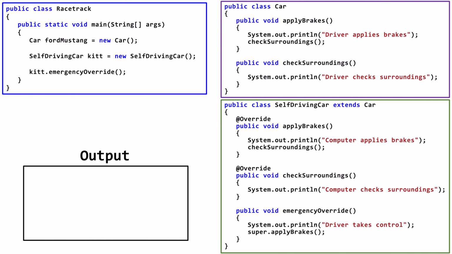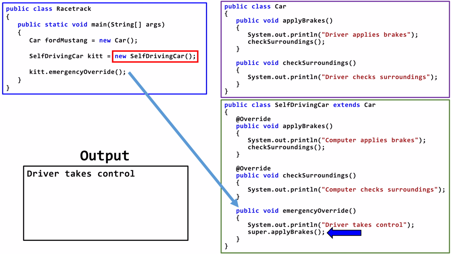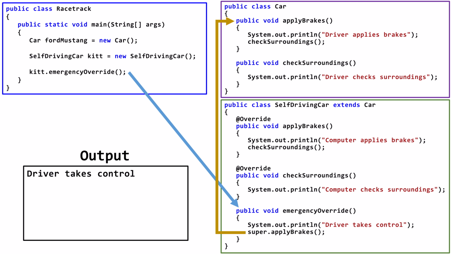Let's look at a third example. Again, we have the variables fordMustang and kit. Here we call emergencyOverride from kit. The emergencyOverride call is unique to the SelfDrivingCar class. First, Java outputs "driver takes control." Next, there is a call to super.applyBrakes. Kit is pointing at a SelfDrivingCar object, but super means we want to call the applyBrakes method in the superclass Car. Java outputs "driver applies brakes." Next, a call to checkSurroundings.